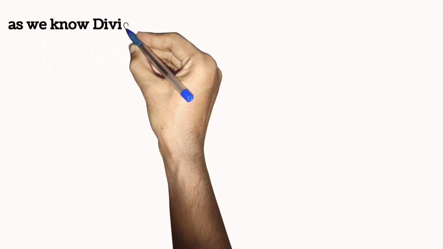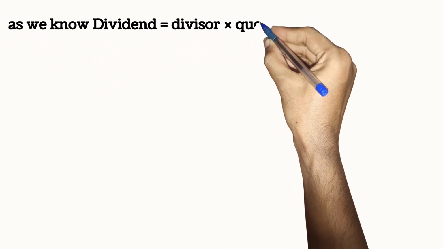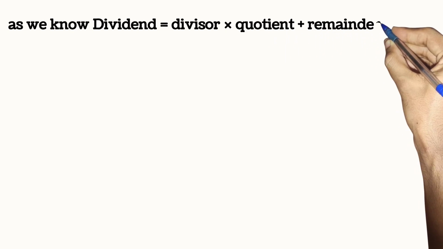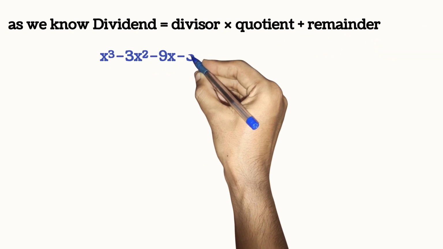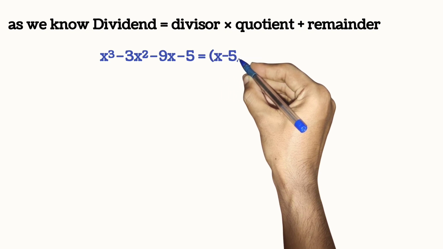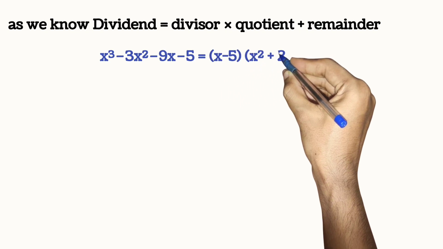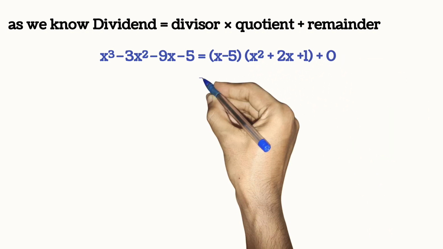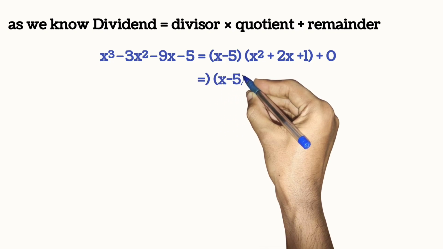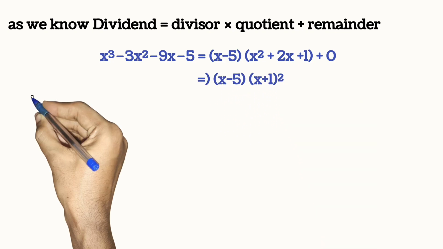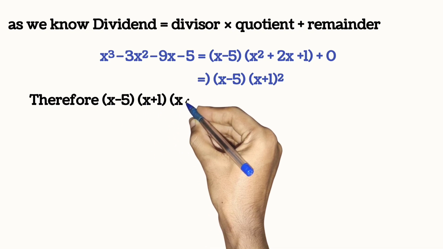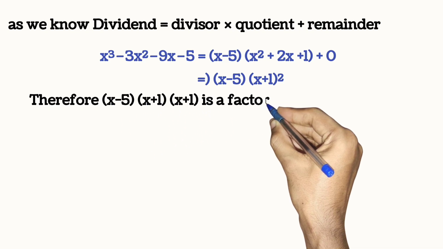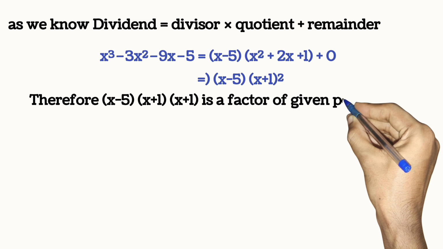As we know, dividend equals divisor into quotient plus remainder. So x cubed minus 3x squared minus 9x minus 5 is equal to x minus 5 into x squared plus 2x plus 1 plus 0. Then x minus 5 into x plus 1 the whole squared. Therefore, x minus 5, x plus 1 and x plus 1 are factors of the given polynomial.